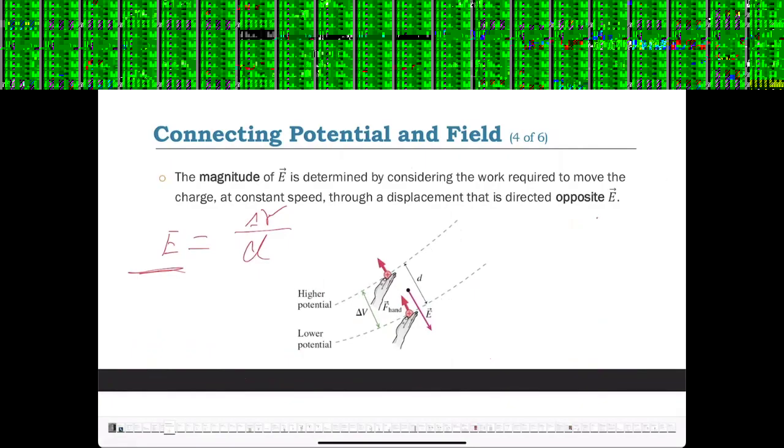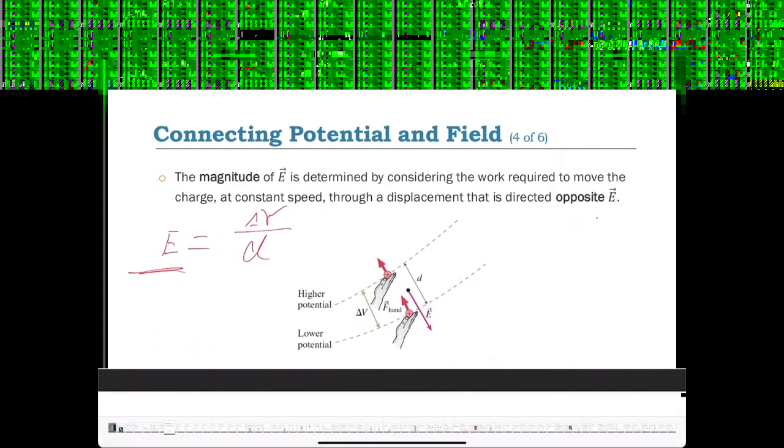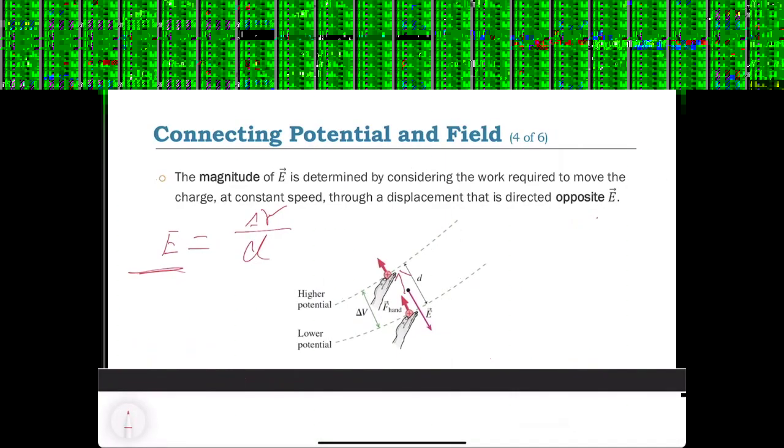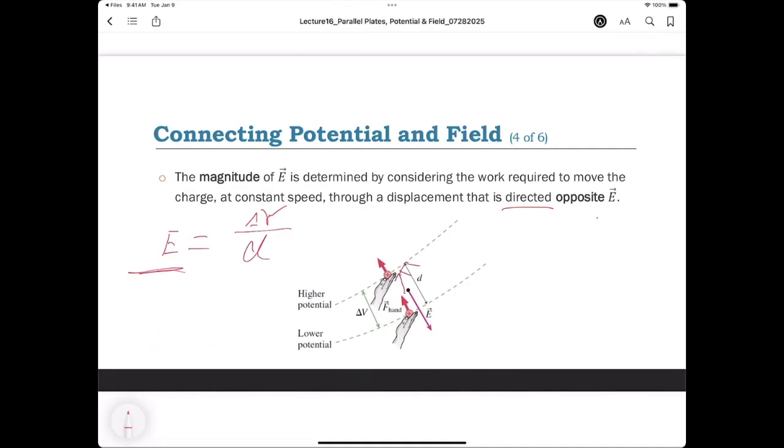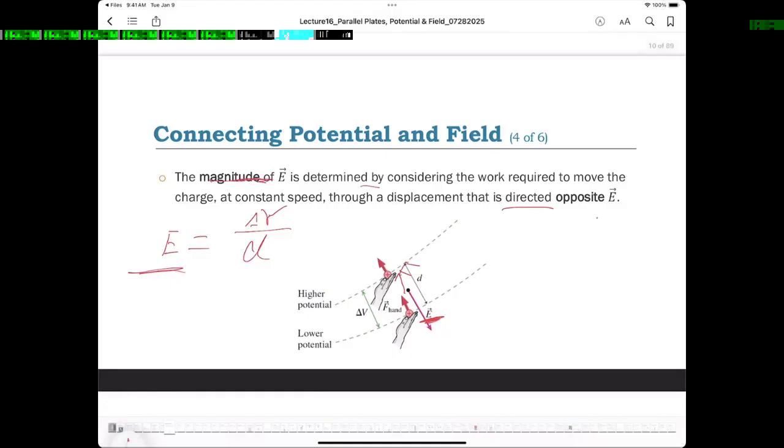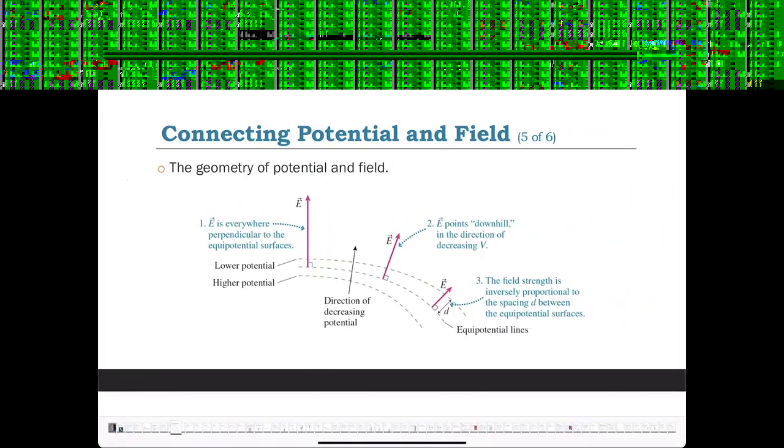If you use your hand to push it to the higher potential, the displacement is directed opposite E. That makes sense to you? And the magnitude is determined by the work. Yeah, that makes sense to you? Okay. And let's talk about the geometry of potential and field.